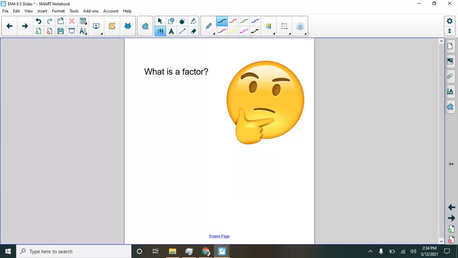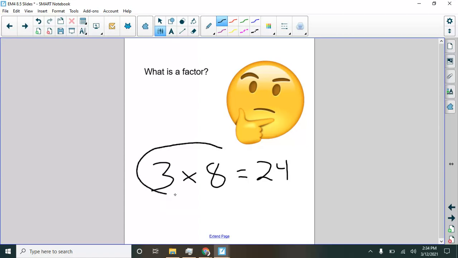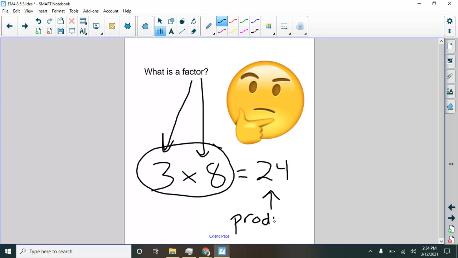What if I said 3 times 8 equals 24? Which numbers are the factors? These are the factors, the 3 and the 8. Okay, those are called factors. What is the 24 called? Not just the answer. We have a special word when we're multiplying. The word is product. Did you remember that? You take two factors and you multiply them together to get a product.